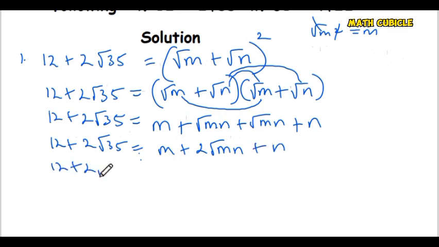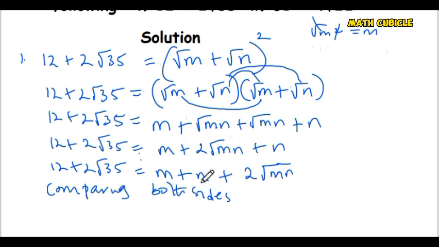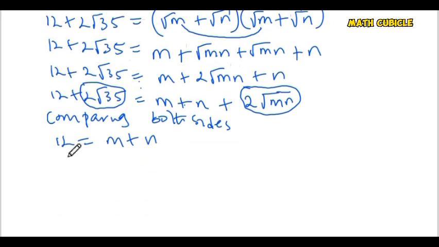So 12 plus 2 root 35 is equal to m. Let's collect this together, let's group them: m plus n plus 2 root mn. So now we'll compare the terms that have the root, and also we'll compare the terms that don't have the root. So here we have m plus n and 12. So 12 is equal to m plus n. That means m plus n is equal to 12. Let's call this equation 1.